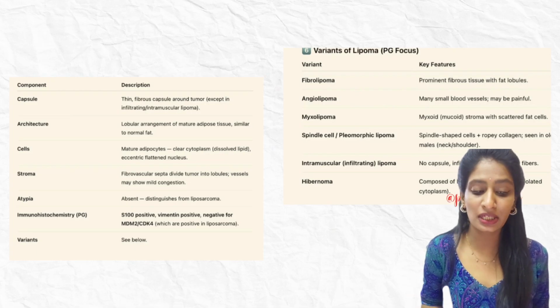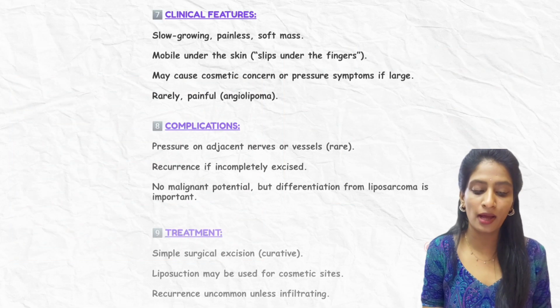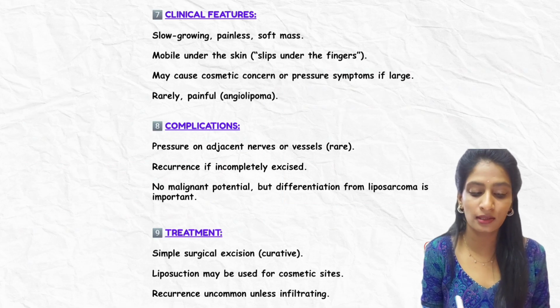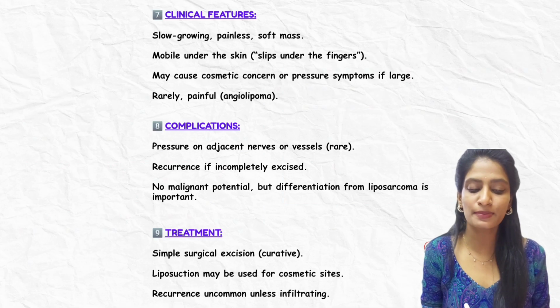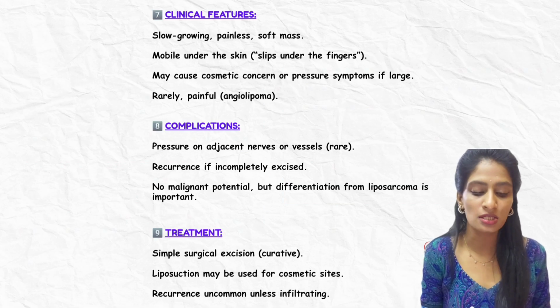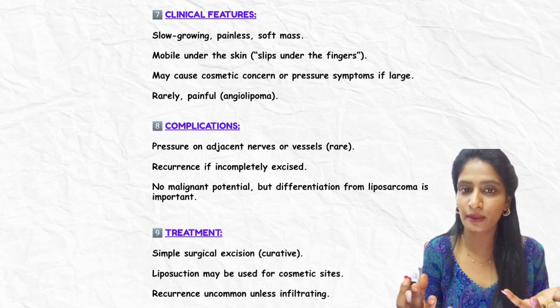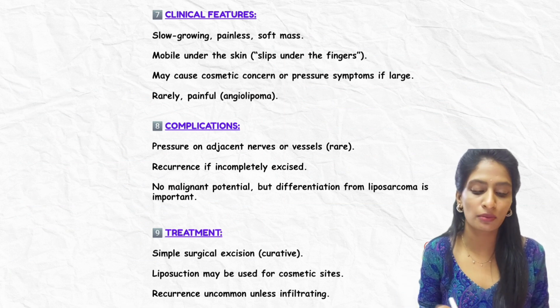Next, coming to the clinical features, it's a slow growing, painless, soft tissue mass that slips under the fingers. So that's a classic clinical sign. It is usually a cosmetic concern for the patients. Rarely it will be painful. When the blood supply is high, like in angiolipoma, then a painful sensation will be felt.